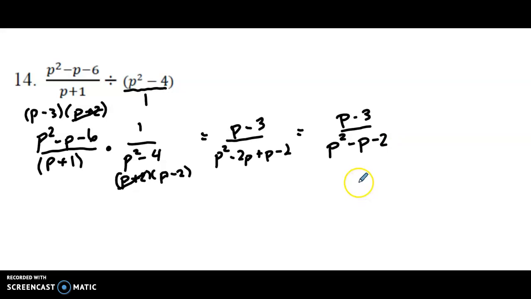And now I need my excluded values. P cannot equal negative 1, negative 2, positive 2, and my original denominator was a monomial with no variable, so that is going to be it.